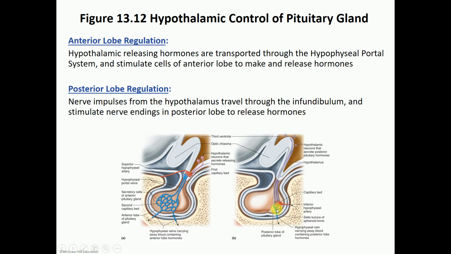posterior lobe. Okay, so the posterior lobe really doesn't secrete these hormones. What it does is the hypothalamus makes those hormones, and these hormones are stored and released into the blood, into the circulation from the posterior lobe. So for posterior lobe regulation, you have these nerve impulses from the hypothalamus that travel through that infundibulum, and they stimulate the nerve endings in the posterior lobe to release those hormones.